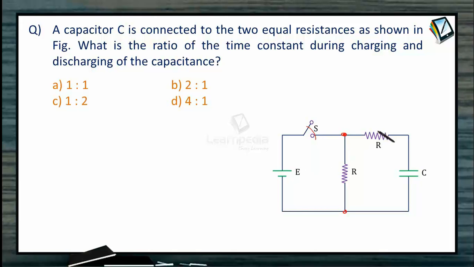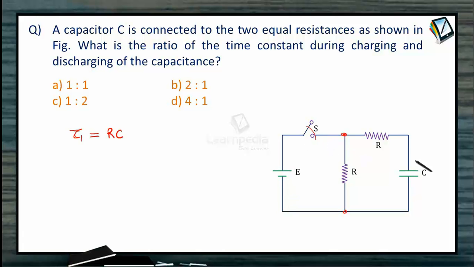So as far as the charging circuit of this capacitor is concerned, this loop will do, and it won't affect its time constant, because this thing and these two are connected in parallel, and parallel things are independent. So the time constant in the first case, in case of charging, will be simply RC, which is connected with the battery E.